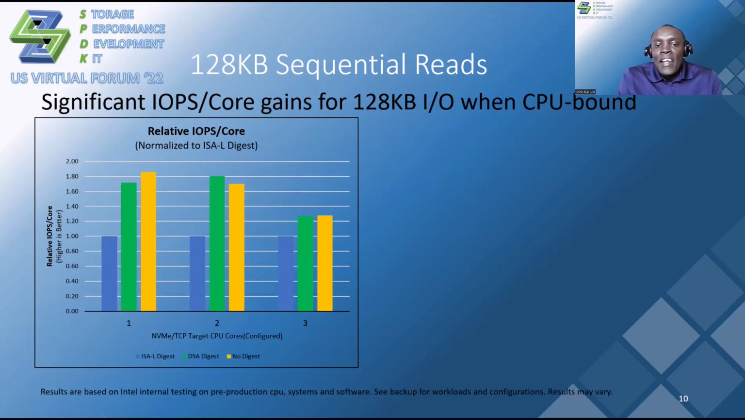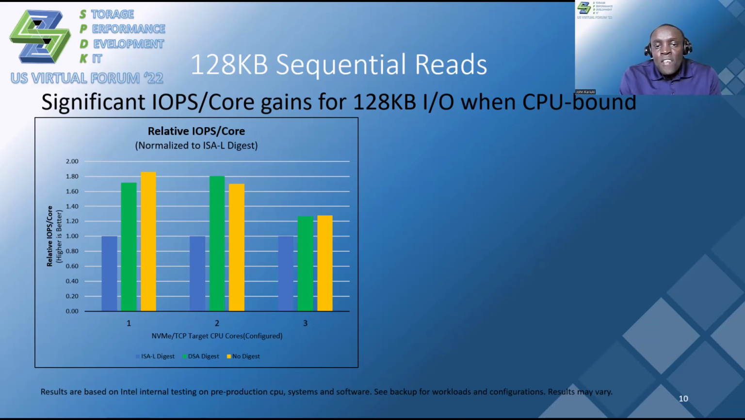We also added the relative IOPS per core when the target did not compute the digest at all, and that's the gold bar. So as we scaled the number of CPU cores that the target was using from 1 to 2, we still see pretty good improvement in IOPS per core when using Intel DSA to compute that data digest versus using ISA-L. As a matter of fact, at 1 core, we measured about 71% more IOPS. At 2 cores, we measured a little bit higher, almost 80% more IOPS per core when using Intel DSA to compute that data digest versus using ISA-L on the CPU cores that are assigned to the target.